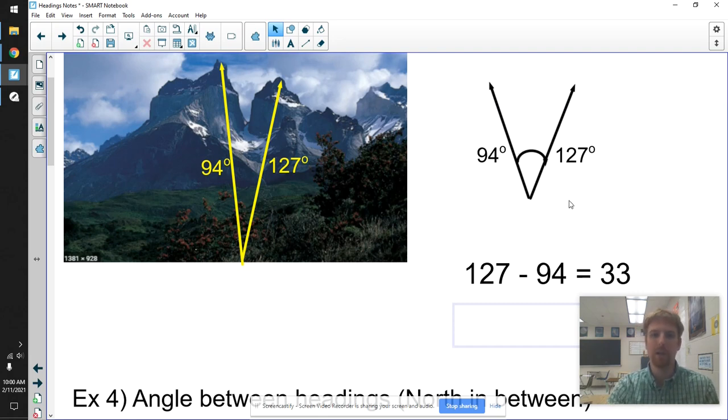The angle between those two headings is 33 degrees. So if I was drawing a triangle and had to solve it, which is something you'll do eventually here, that's how you would get your angle.